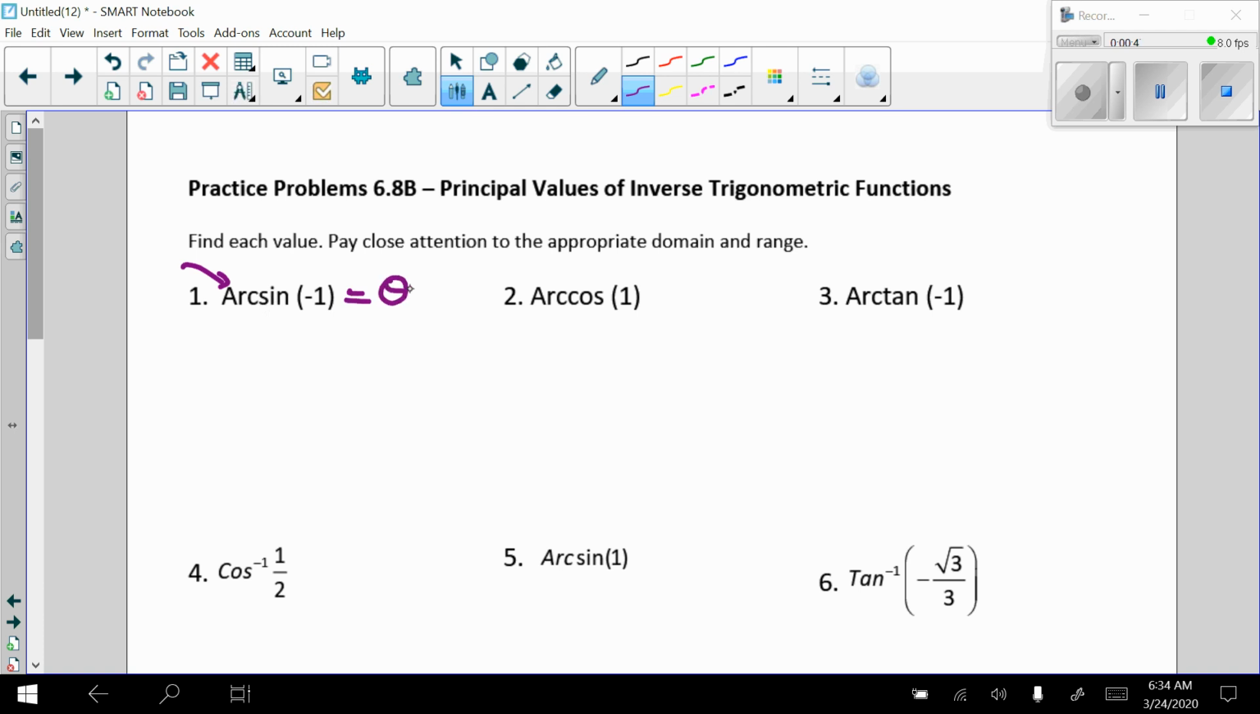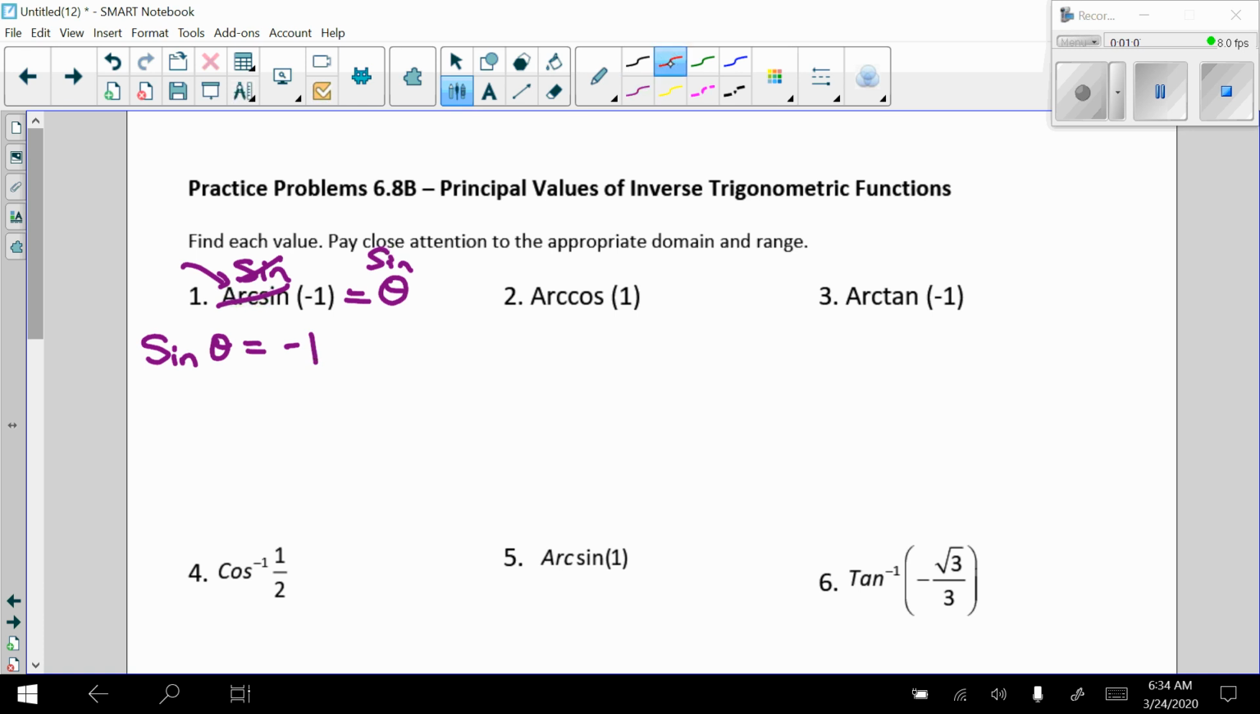You can do this a couple ways, but we're going to take the sine of each side. Because what that does is it gives us the equation, and I'm going to flip this around because I always like to flip it around, that the sine of theta equals -1.